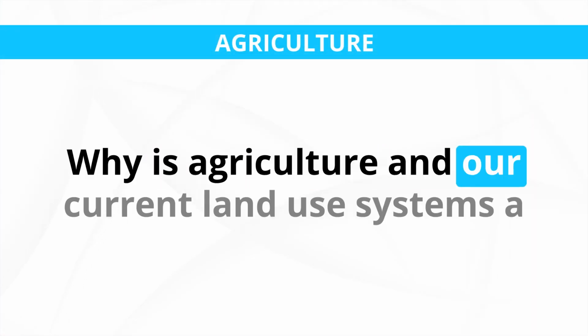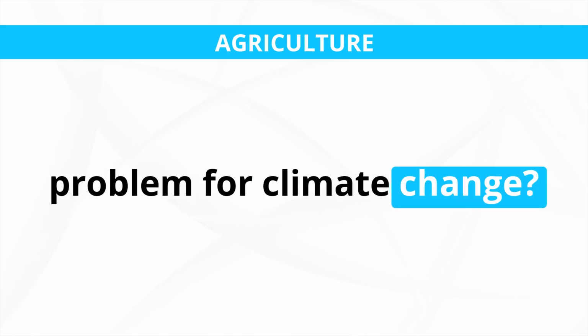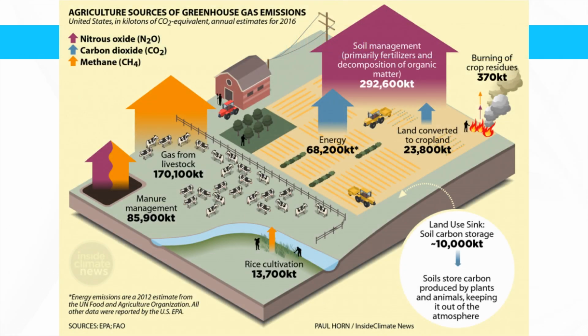Why is agriculture and our current land use systems a problem for climate change? Scientists have estimated that a quarter of our climate change problem today is because of agriculture and land use change. There are 3 main ways in which agriculture and land use affect climate. First, when we clear forests and replace them with agriculture, the deforestation releases carbon dioxide or CO2 into the atmosphere. And CO2 is a greenhouse gas that causes climate change. Second, our paddy cultivation, rice paddy cultivation, and animal management causes methane emissions, which is another greenhouse gas that causes climate change. And thirdly, our use of fertilizers on farmland causes nitrous oxide emissions, which is yet another greenhouse gas.